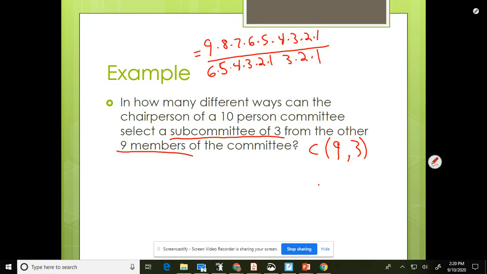All right, and we cancel, so those can all go. 3 can reduce with the 9. 2 can reduce with the 8. That's 3 back. Okay, then we have 3 times 4 times 7, so 84 different ways I can choose that committee.